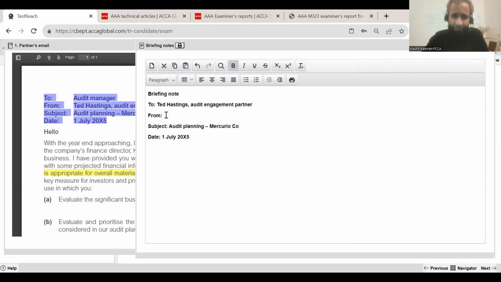So "to" becomes the partner, "from" becomes the audit manager. So that is just the swapping of "to" and "from". Rest all remains the same.